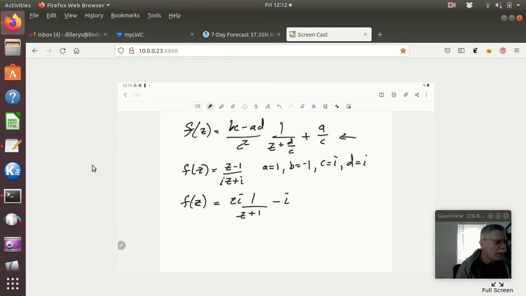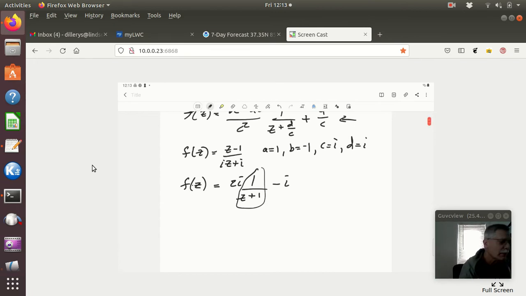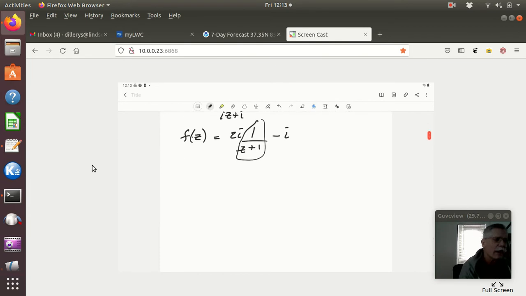Okay, so now what I want to do is concentrate on this 1 over z plus 1, and the idea would be that if 1 over z plus 1 goes to a line, then just multiplying by a constant or subtracting a constant are going to still send us to a line. Okay, so that's where we are with that.